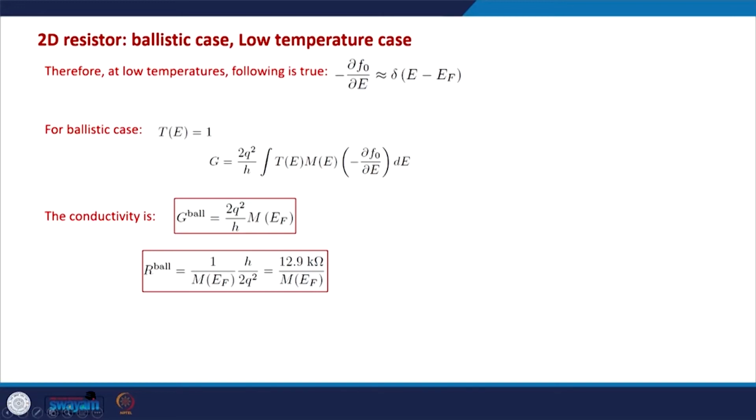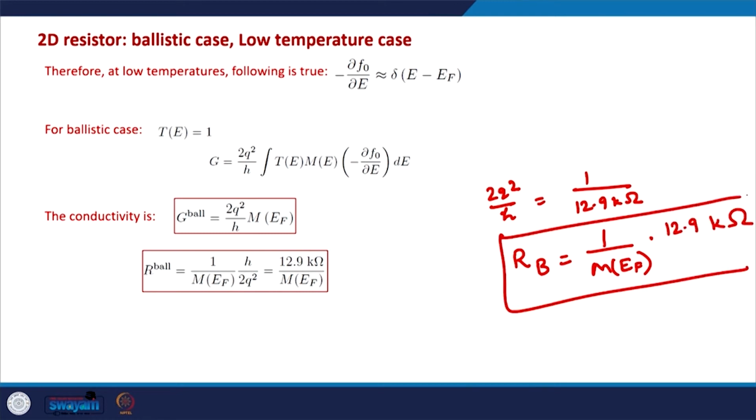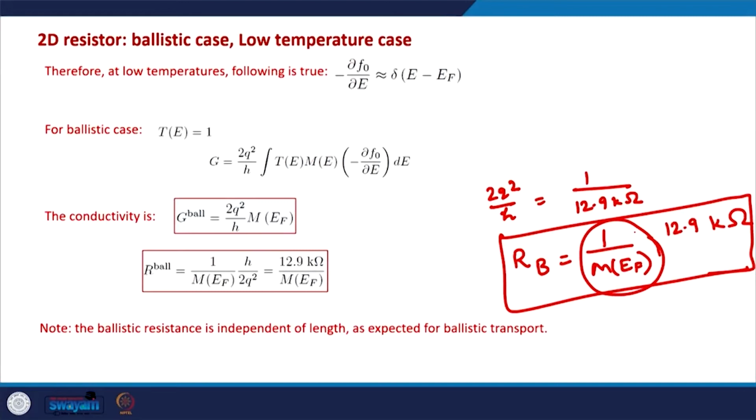And the value of this turns out to be, this 2q square by h is essentially 1 by 12.9 kilo ohms. So, the value of the ballistic resistance is 1 by M(EF) into 12.9 kilo ohms. So, as you can see that the ballistic resistance is now independent of the length of the conductor. So, as long as the conductor is ballistic, whatever be its length, the resistance remains the same. It only depends on the modes in the device, which is also independent of the length. It depends on the width.